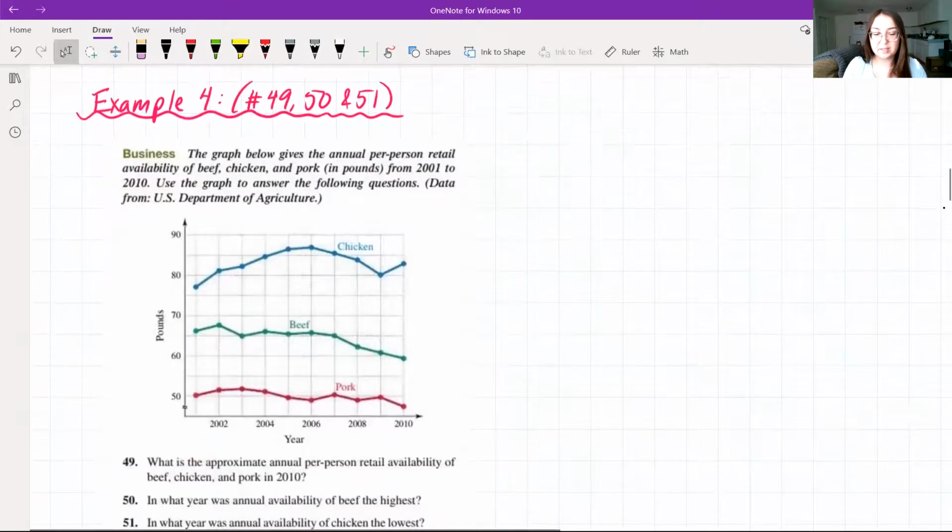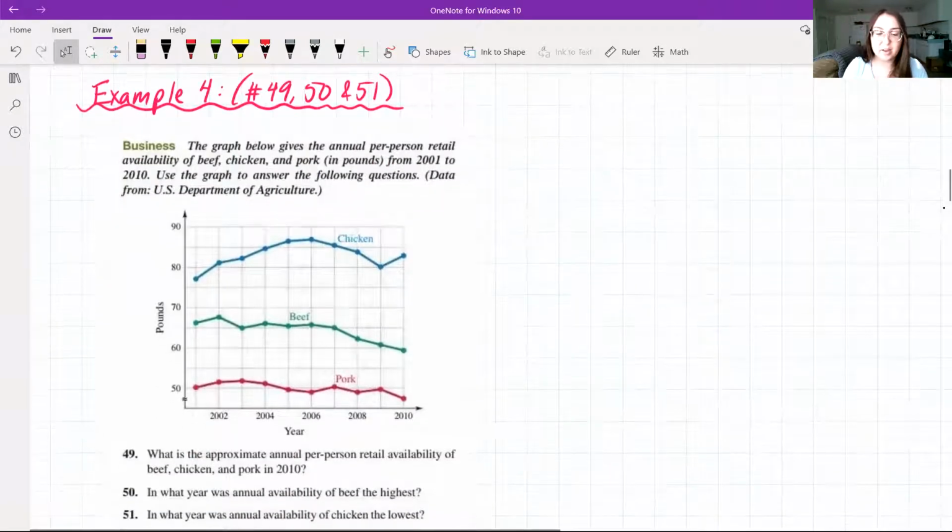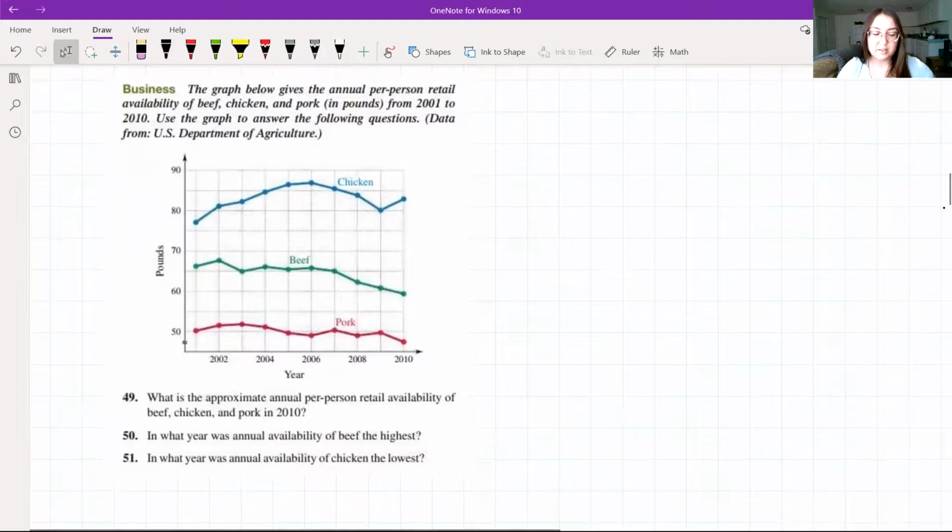All right, moving on, we have example 4, which is also just numbers 49, 50, and 51 in your book. This is going to be a business-oriented problem. The graph below gives the annual per person retail availability of beef, chicken, and pork in pounds from 2001 to 2010. Use the graph to answer the following questions. Number 49 asks, what is the approximate annual per person retail availability of beef, chicken, and pork in 2010?